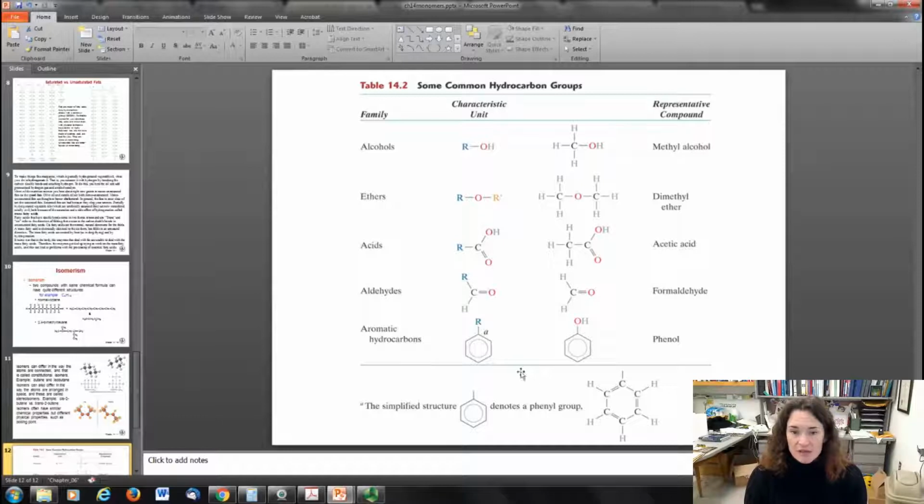hydrocarbons. Your aromatic hydrocarbons have this ring here. Now this structure denotes what's called a phenyl group. In a phenyl group, you have 6 carbons arranged in a ring like that. And then you have these conjugated double bonds. So you have a carbon double bond here, single bond, double bond, single bond, double bond.